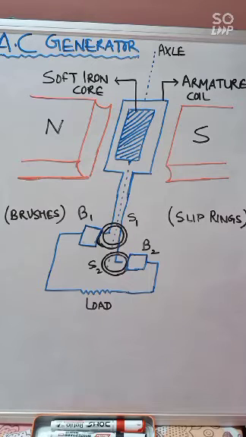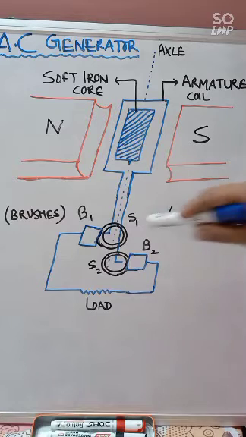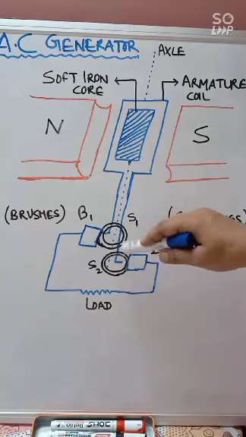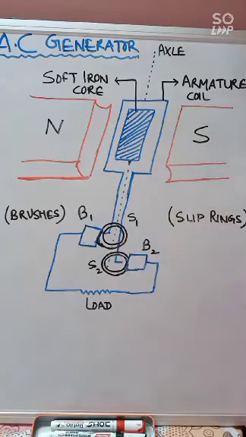And the last one: a generator makes use of two separate coaxial slip rings, as I told you in the beginning also. Whereas in a DC motor, we had split rings, half parts of the same ring, which act as a commutator. So these are the four basic differences between AC generator and DC motor.